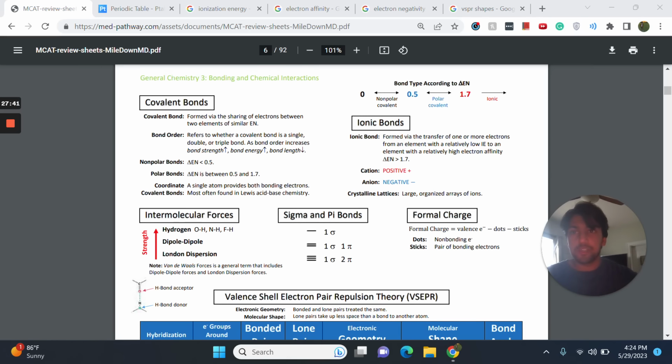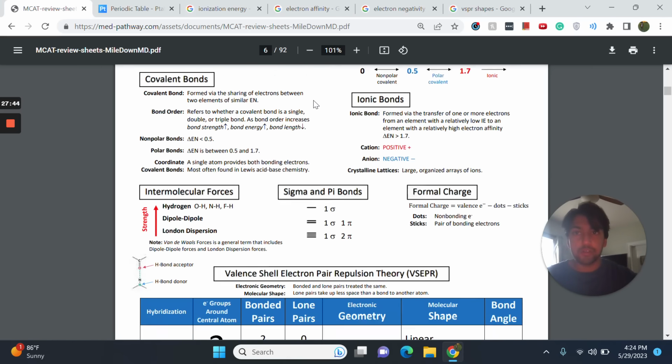All right, hopefully you're still with me. Now we're going to go through General Chemistry 3, which is bonding and chemical interactions. This is not too bad. Even the VSEPR stuff, if you look at images, it's going to be a lot easier.